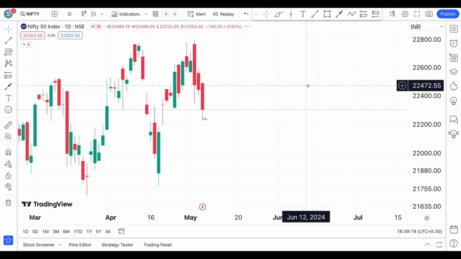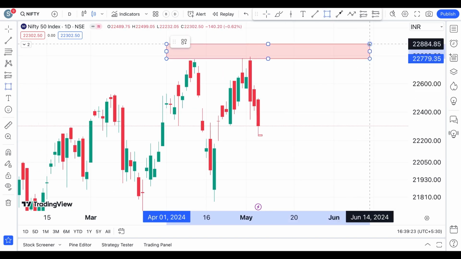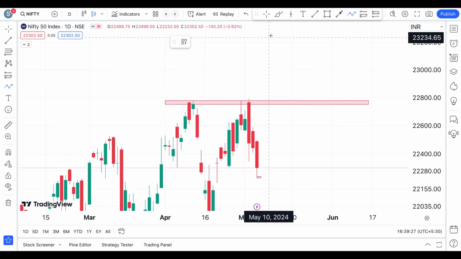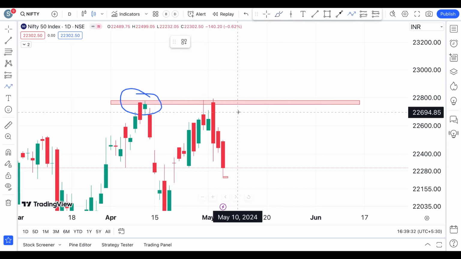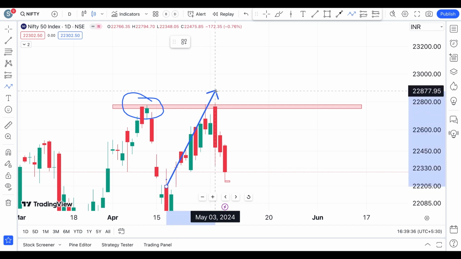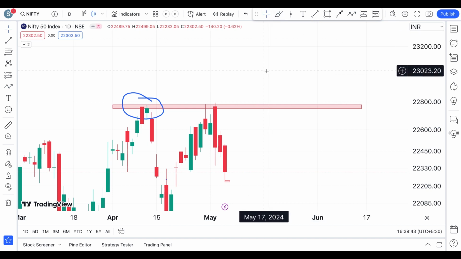Now let's quickly change our chart to the Nifty, and here on the Nifty things are a little different, because there we have seen a breakout. Let me draw and show you. So if this was the high in the Bank Nifty, we have seen a breakout from that level, and from there we are seeing the momentum coming towards the downside. But here in the Nifty, it's a little different.